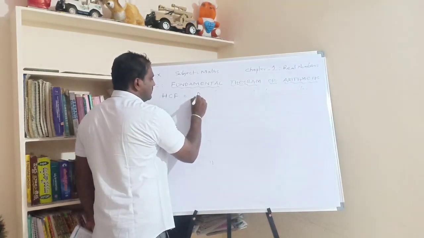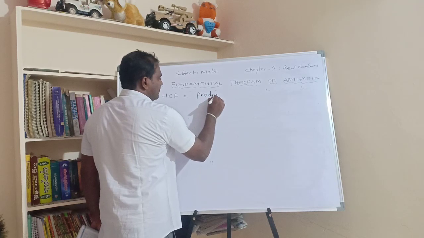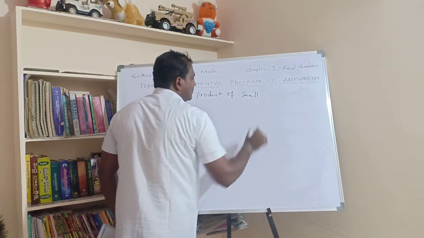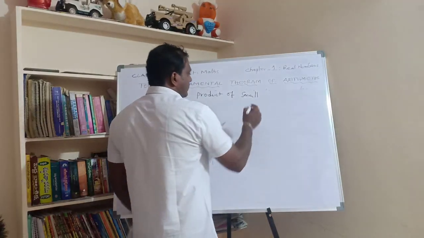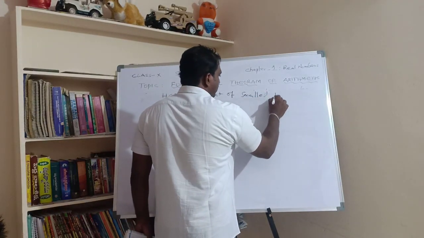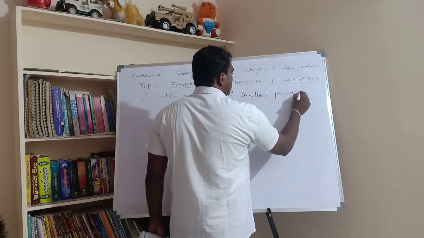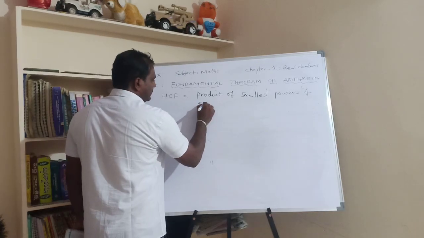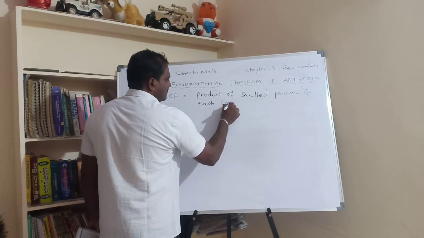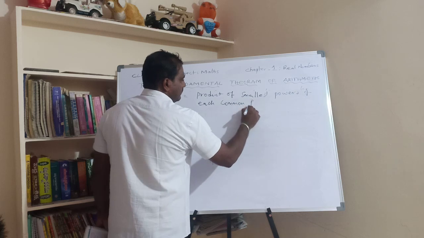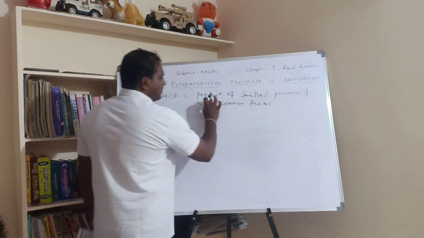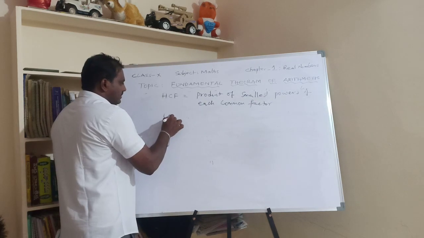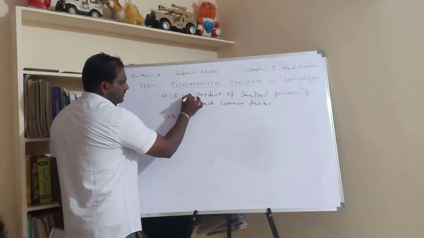Product of smallest powers of each common factor. Product of smallest powers of each common factor. And here LCM, it's not equal to the formula. What we have to do?